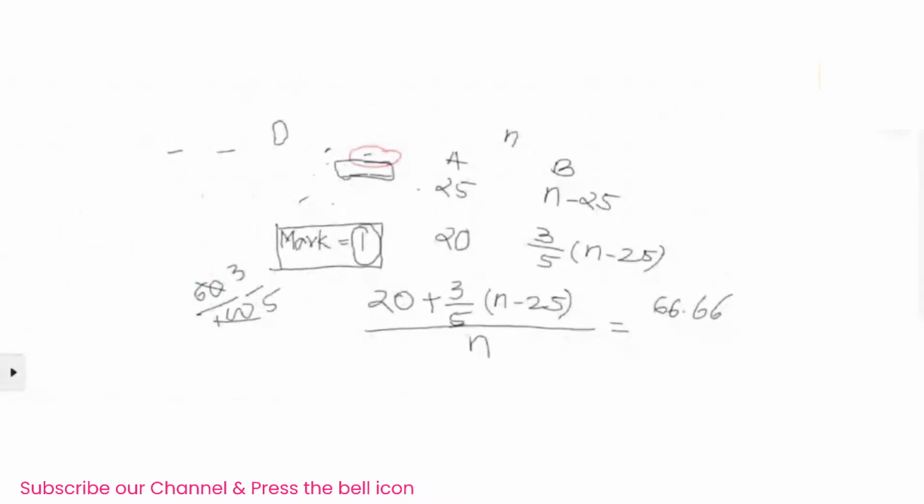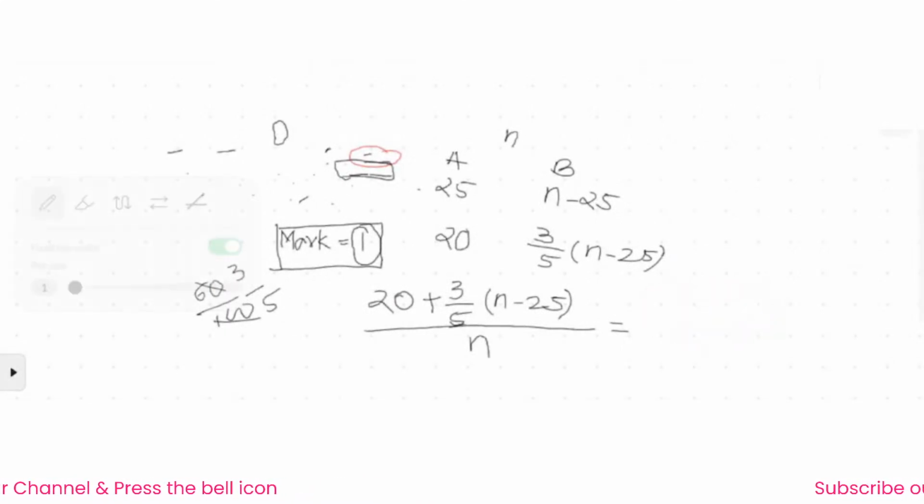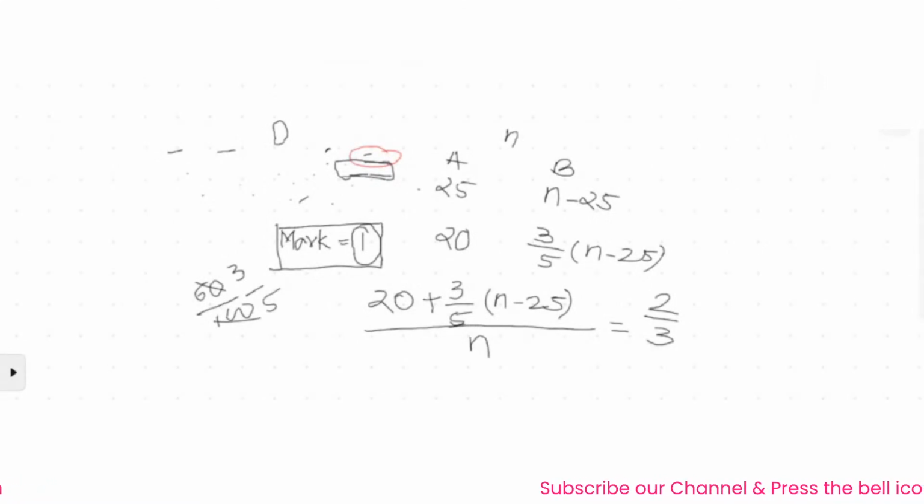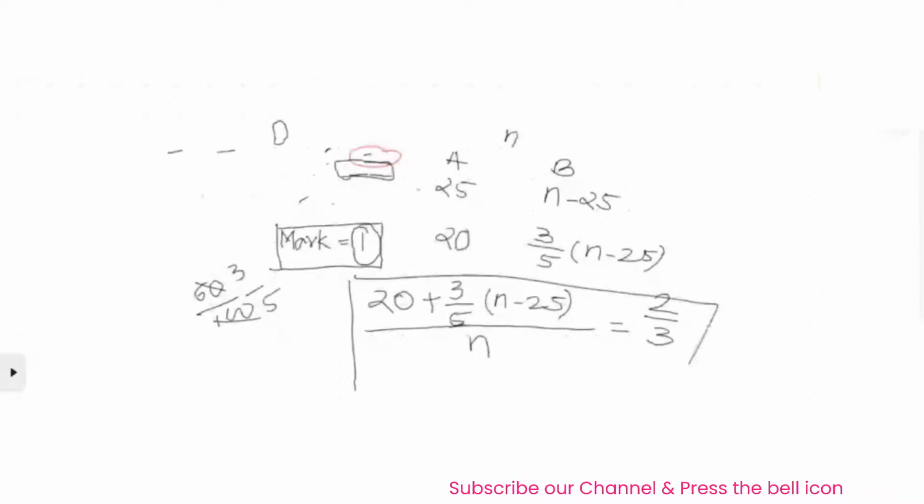You can directly write 2 by 3, because 66.66% is actually 2 by 3. Am I right? 2 by 3. Now this is expected that you should solve this question so that you will be able to get the final answer. This is the equation. Once you solve this, you will be able to get your final answer.